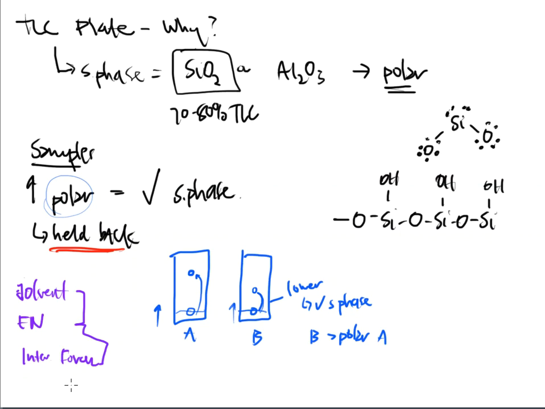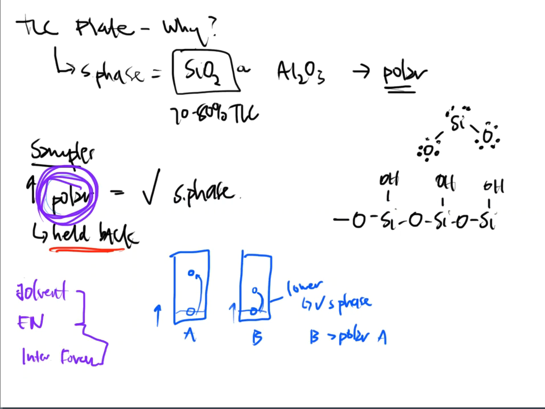But if you needed a launching point, and a way to describe why things are separating the way that they are, and why things are moving on a TLC plate the way that they are, it's all due to polarity. That's the number one rule that we go by every single time when we talk about separation on a TLC plate. So please keep that in mind because you're probably going to get some test questions.